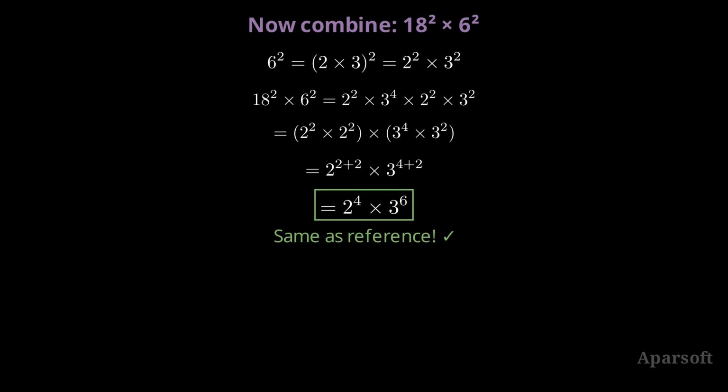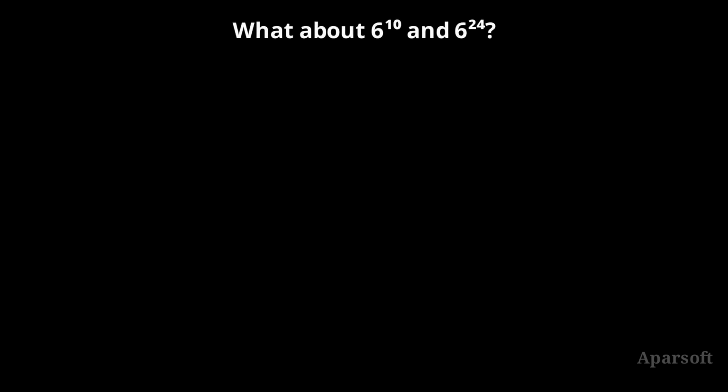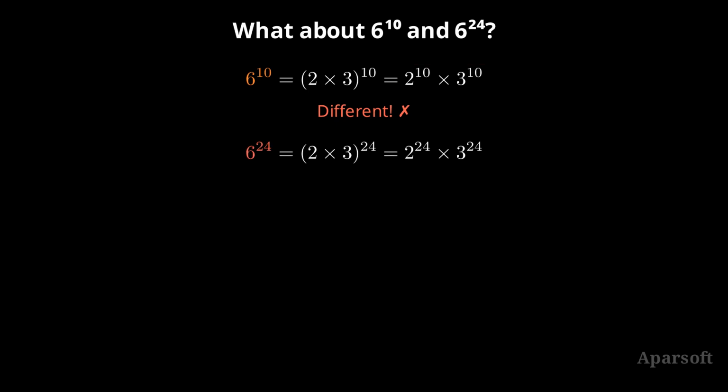Another match. What about 6 to the 10 and 6 to the 24? 6 to the 10 is 2 to the 10 times 3 to the 10. That is way bigger than 2 to the 4 times 3 to the 6. Clearly different. And 6 to the 24 is 2 to the 24 times 3 to the 24. Even bigger. Also different. The exponents do not match at all.